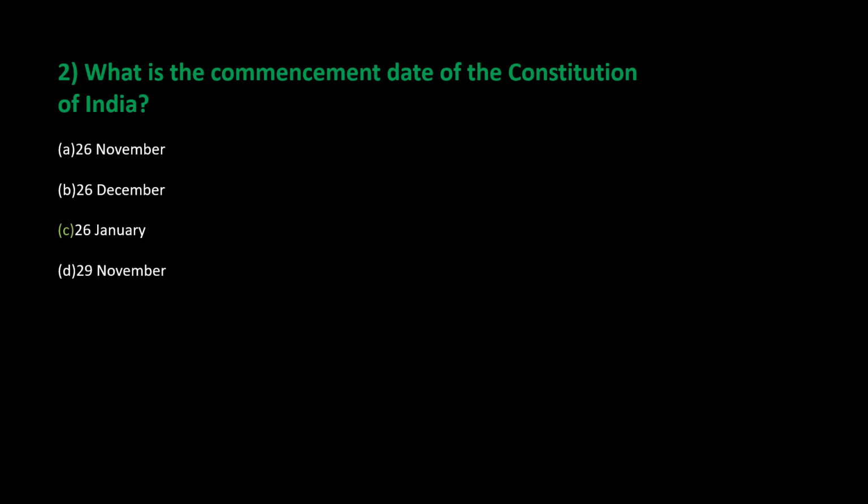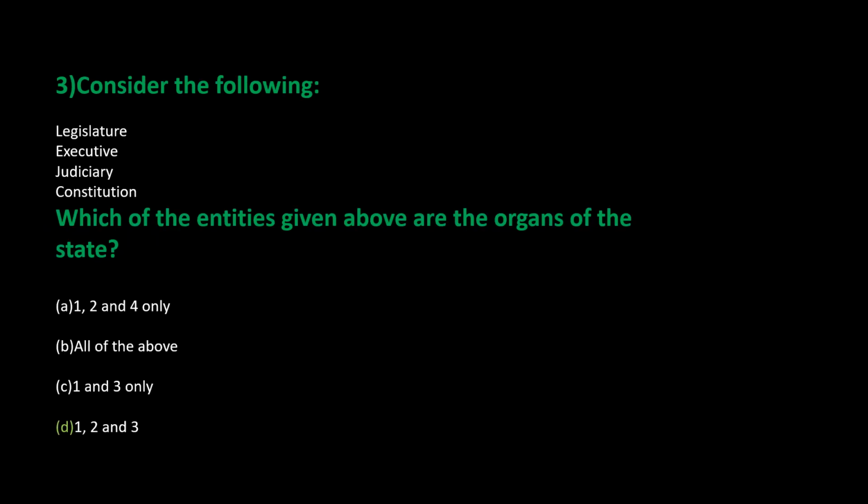What is the commencement date of the Constitution of India? So that is 26 January. Consider the following: legislature, executive, judiciary, constitution. Which of these entities are given above as the organs of the state? So this, this, and this: organs of the state are legislative, executive, and judiciary.